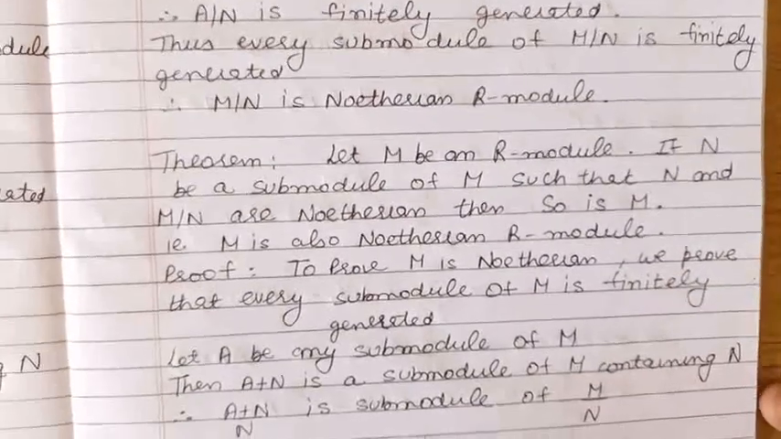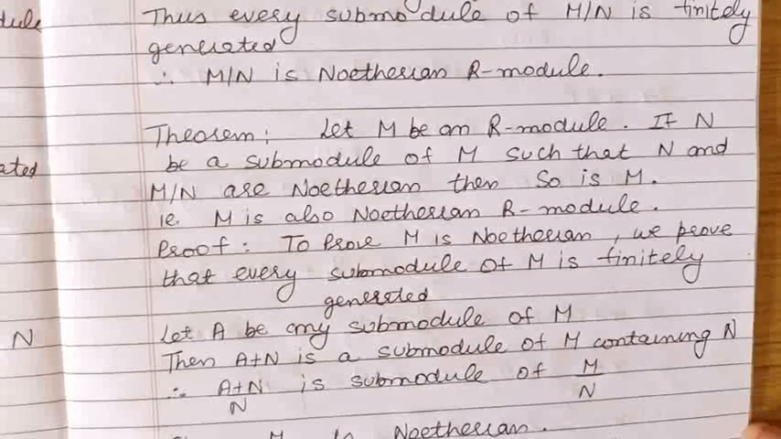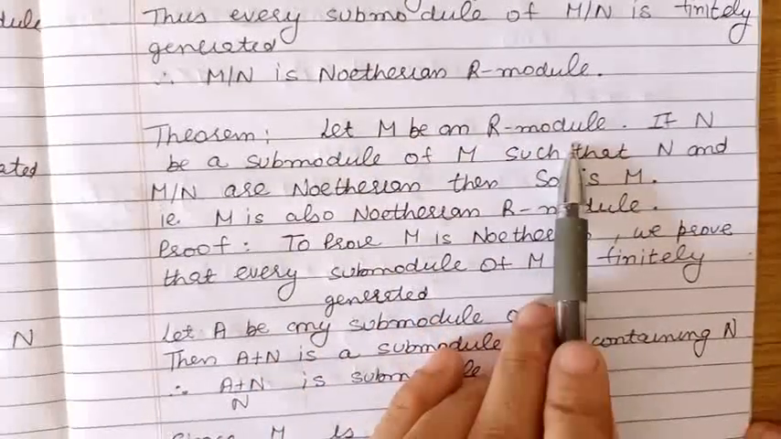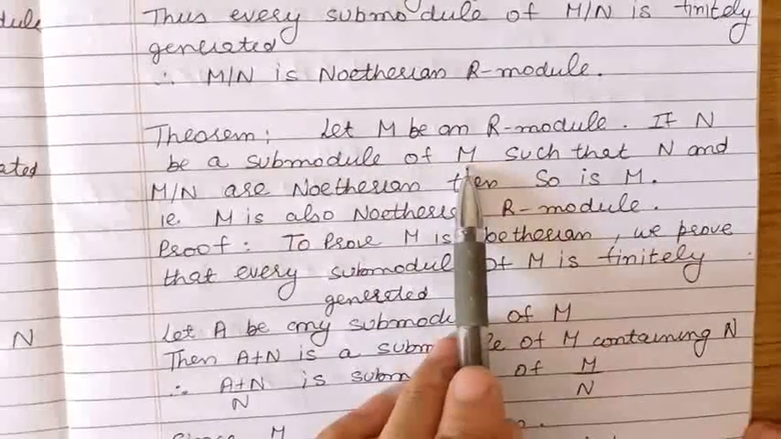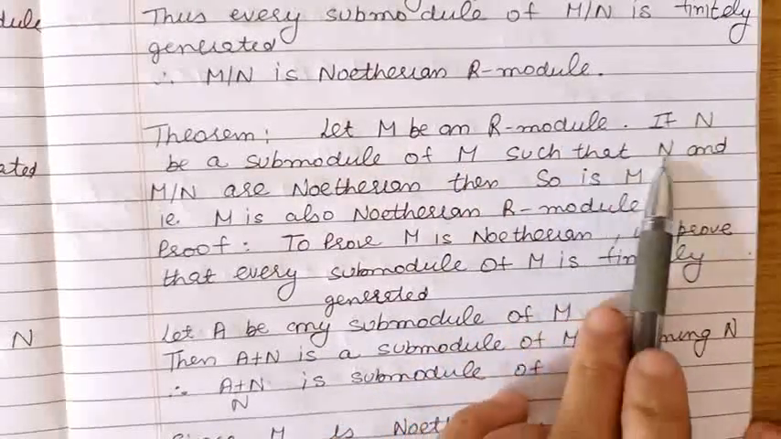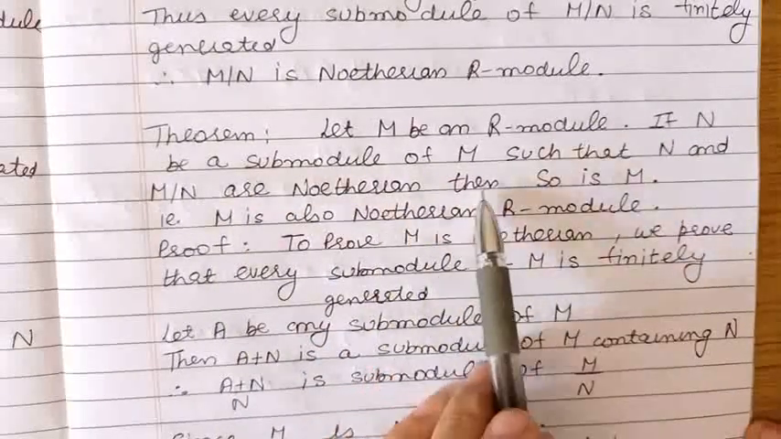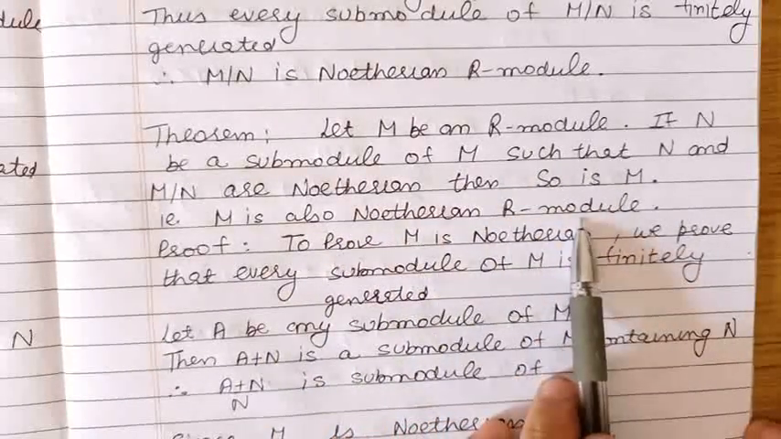Now, in the next theorem, we will prove the converse of this theorem. Means, if submodule and factor module are noetherian, then so is the module. So the theorem is, let M be an R module, N be a submodule of M, such that N and M by N are noetherian. We are to prove that M is also a noetherian R module.